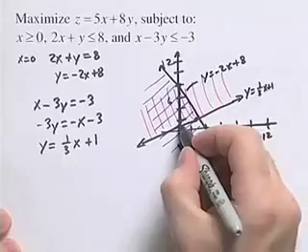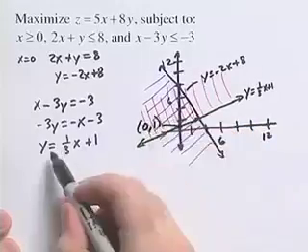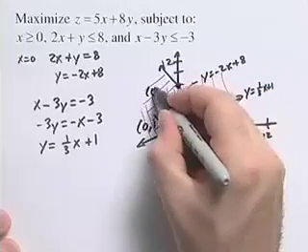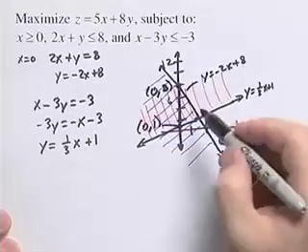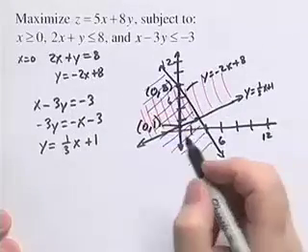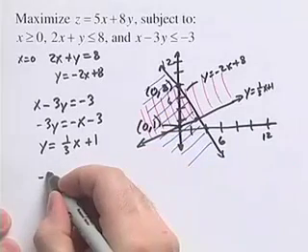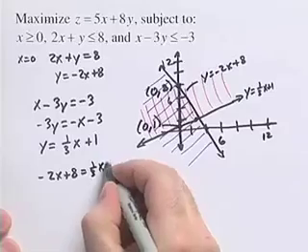So our corner points, so far we have this point right here. This is going to be 0, 1. That's the y-intercept for this line. This point is 0, 8. That's the y-intercept for that line. We need to find out where those two lines cross. So we're going to set the two y's equal to each other. So we'll have negative 2x plus 8 equals 1/3 x plus 1.